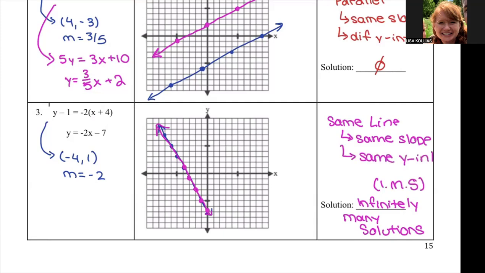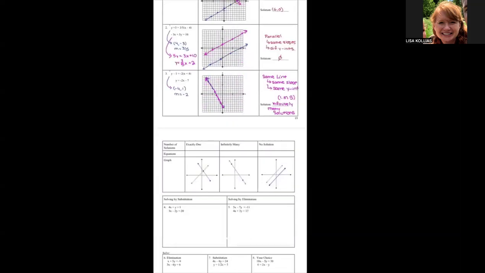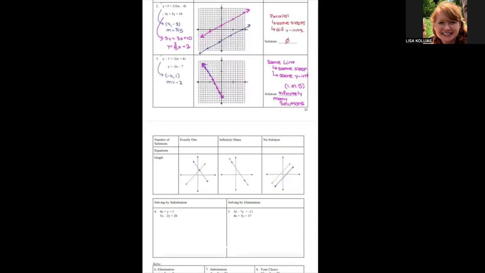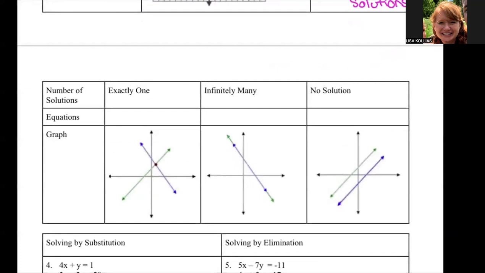Okay, so that's graphically how to solve. The options that you could have for your solutions: exactly one. If you have exactly one solution, that means you're going to have different slopes. They could have the same y-intercept, could not, doesn't matter.